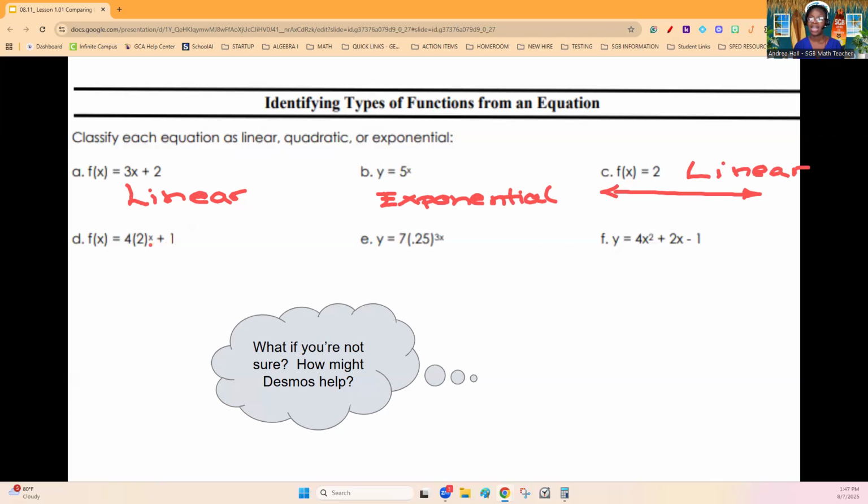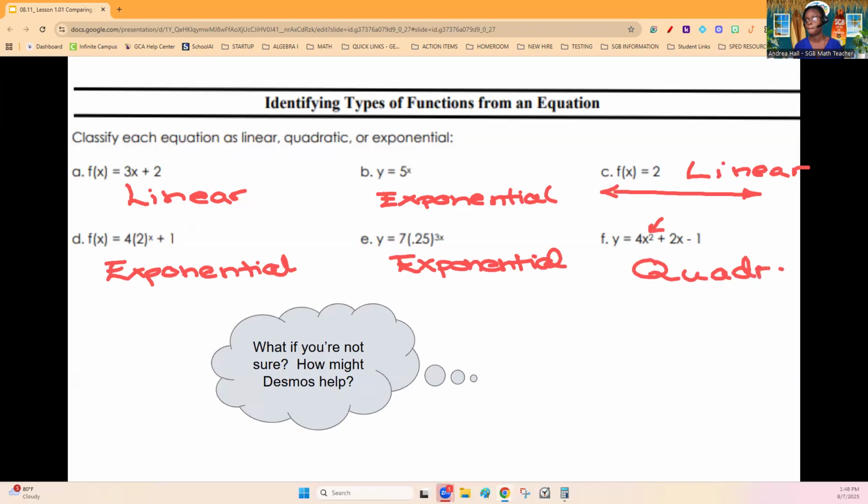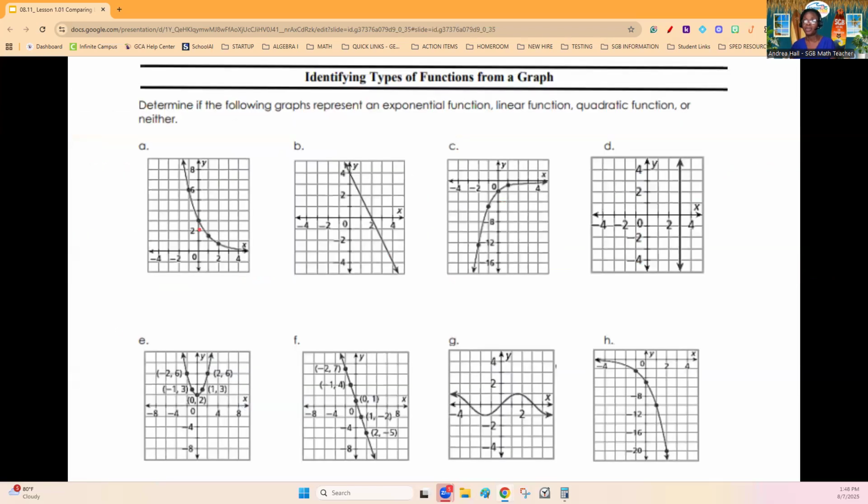All right, this one, the x is an exponent, so this is exponential. This one, the x is an exponent, so this is also exponential. And then finally, we have the highest exponent here is 2, so this is what we call quadratic. All right, so this is identifying types of functions from an equation. All right, how about from a graph?